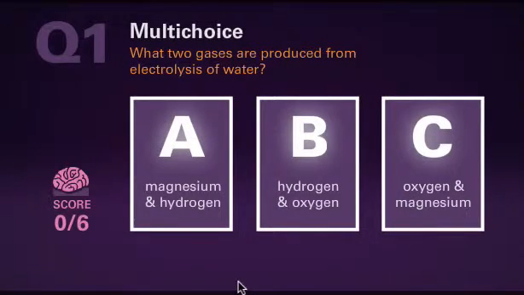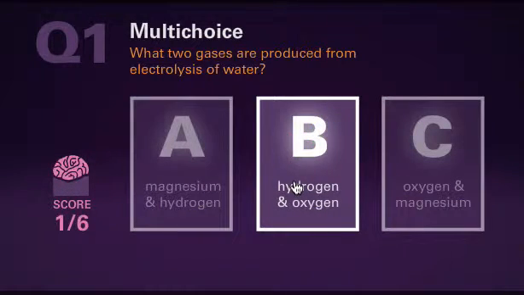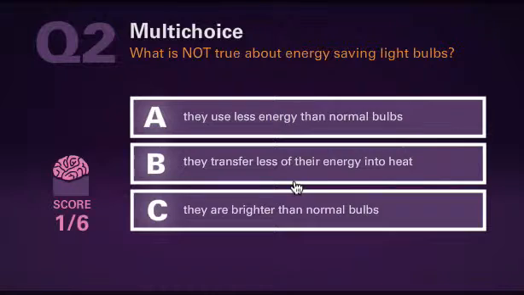Question 1. What two gases are produced from electrolysis of water? A. Magnesium and hydrogen, B. Hydrogen and oxygen, C. Oxygen and magnesium. Question 2. What is not true about energy-saving light bulbs? A. They use less energy than normal bulbs. B. They transfer less of their energy into heat. C. They are brighter than normal bulbs.